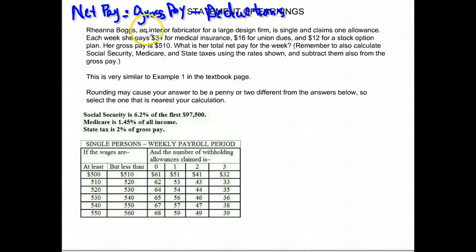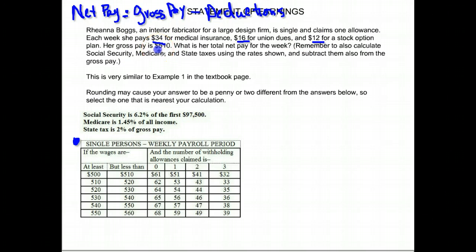Here's Rihanna Boggs. She's an interior fabricator for a large design firm. She is single and claims one allowance. What that does is change the amount that's deducted for her federal income tax, and for that, we are going to use the table down here. Each week she pays $34 for medical insurance. So here are her deductions. She pays $16 for union dues, $12 on stock options. From her weekly pay, each of those things is deducted.